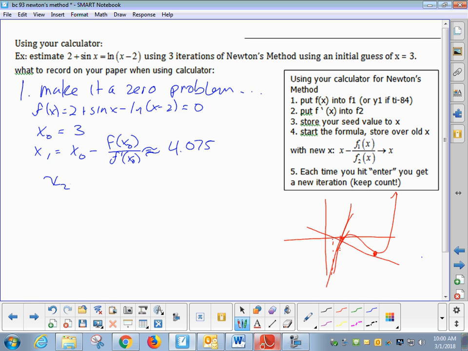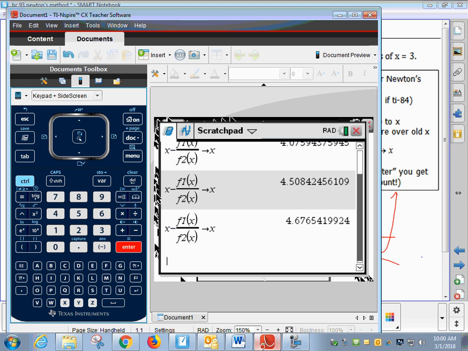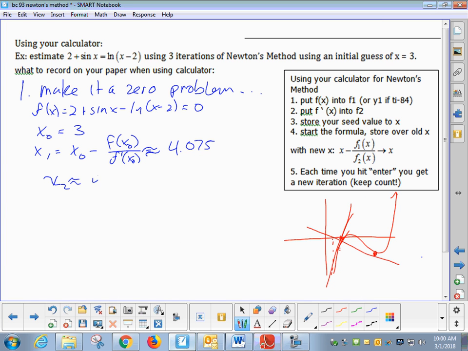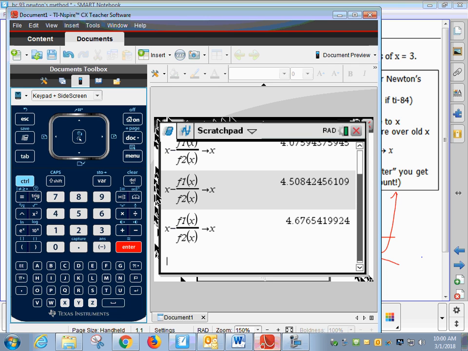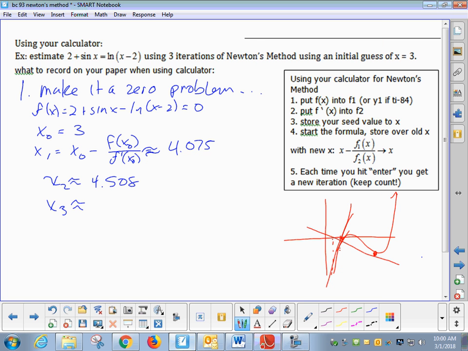After that, I just want you to record the results of the other iterations. I don't need the formula. So x2, the second iteration, was 4.508. And the third iteration is 4.676. All right, and that's to do 3 iterations, so that's our estimate. We should all agree on that estimate, assuming we used all the same C value. You with me? Did you get that?